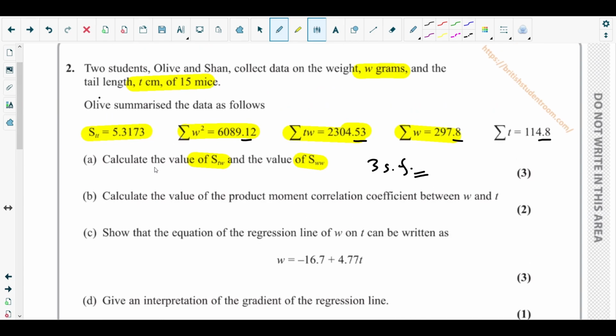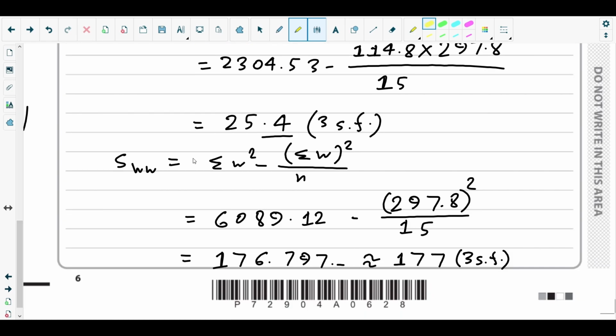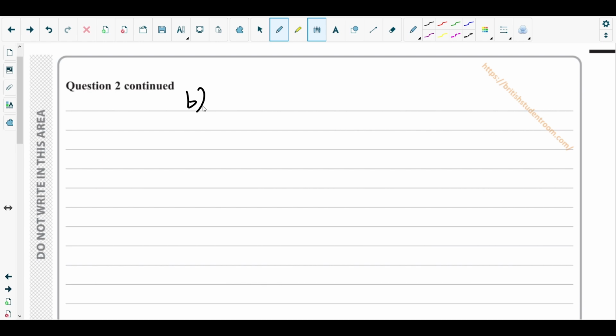So next is part B. In part B, they are asking to calculate the value of the PMCC, the product moment correlation coefficient, between W and T. From chapter 5 we have learned that the value for PMCC between 2 variables is given by R equals S of WT over S of WW times S of TT, right?